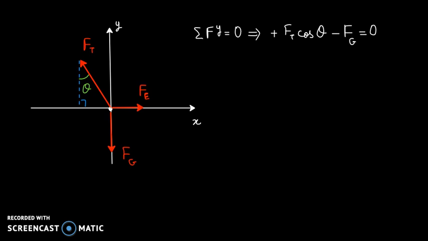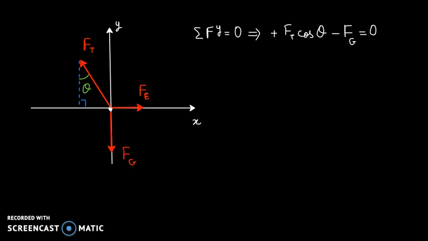Now, you may be asking, where does cosine theta come from? Why is it Ft cosine theta? Well, if you look at the picture, I have shown the y component of Ft with this vertical dashed line, the blue line, that represents the y component of Ft, and that's basically the adjacent side for the angle theta. That's why we use cosine theta for that.